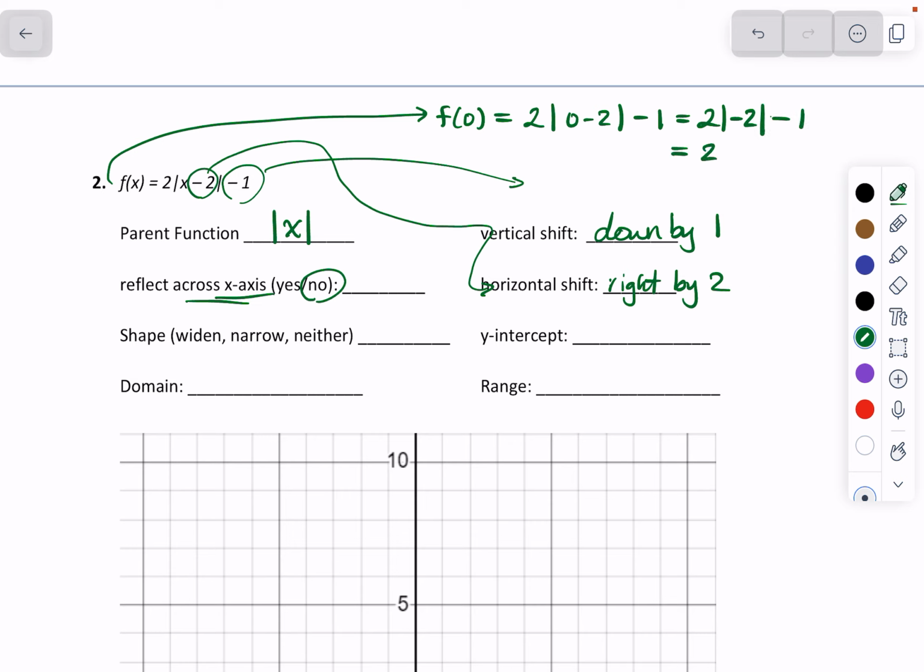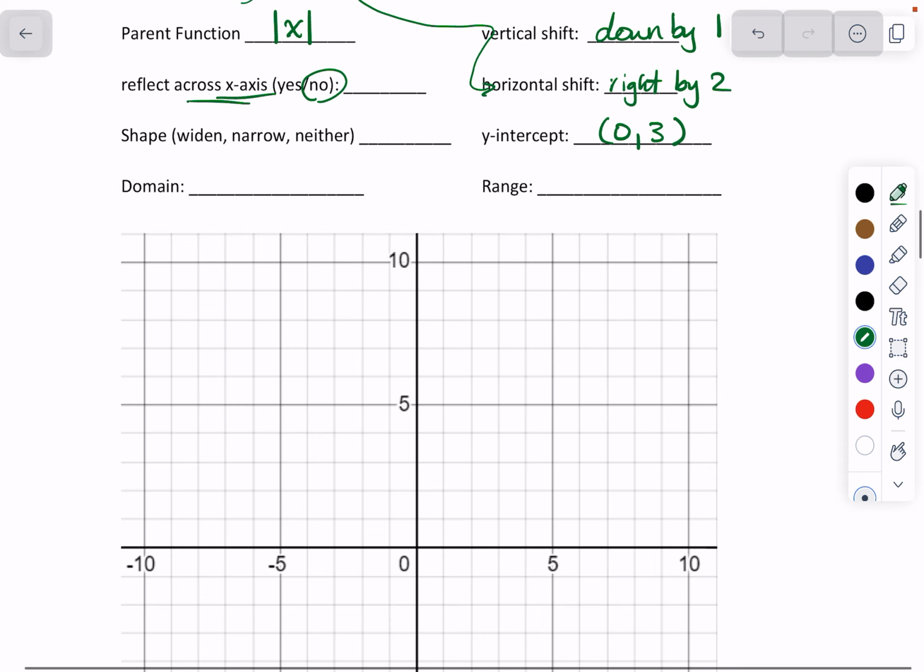Remember, absolute value makes it positive, so we get this. 4 minus 1 is 3. So my y-intercept is going to be 0, 3. And we should absolutely, no pun intended, put that point down right here.